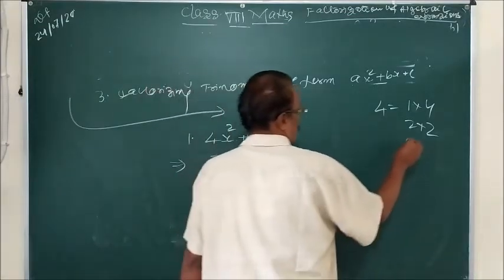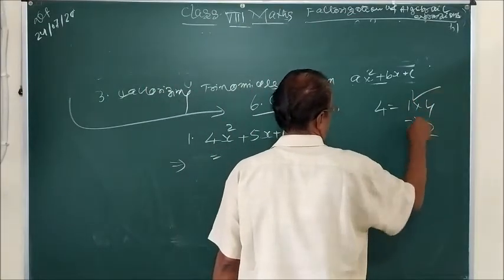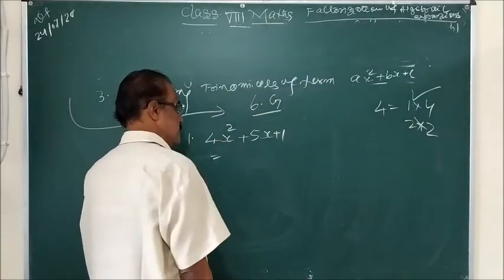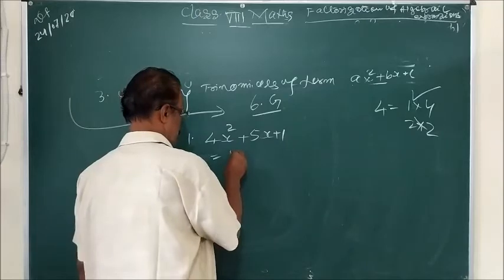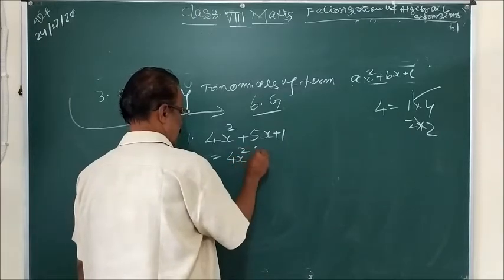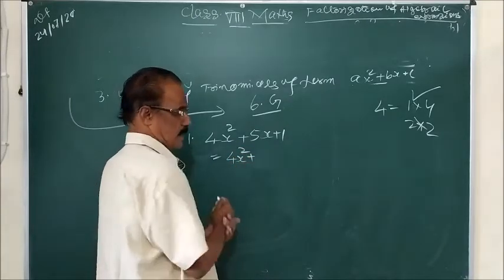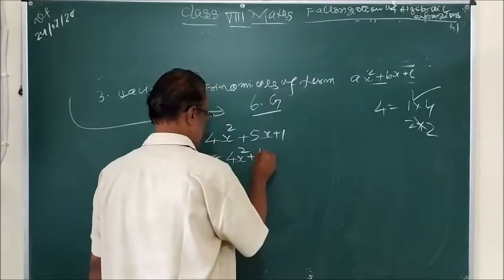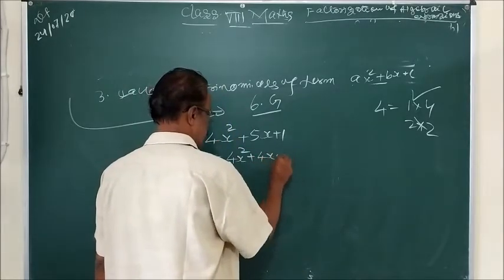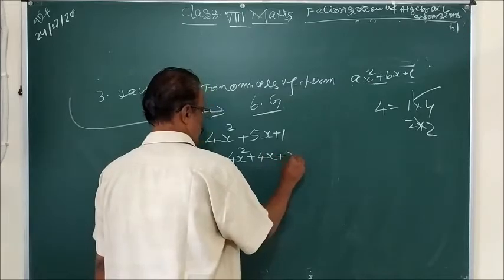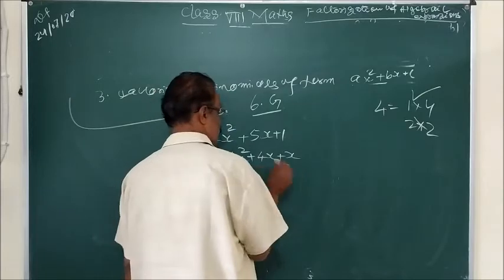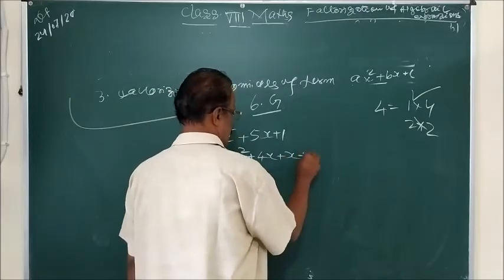So this is the appropriate pair of factors because 1 plus 4 is 5. 4x squared, as I have told you, you can change the order: 1x plus 4x or 4x plus 1x. So no change in the solution. 4x squared plus 4x plus 1x, plus 1 (1 is not written, which is understood).